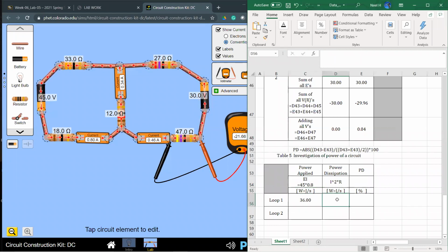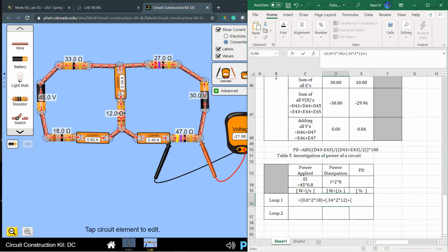And let's do the power dissipation on the same loop, okay? Equal sign, parentheses, I need to do I square R for each resistance. Resistor number 1, I is 0.8, 0.8 power 2 times the R is 18. Close bracket plus parentheses I square R for the resistance in the mid part, that is the resistance 5. Current is 0.34 power 2 multiplied by R is 12.